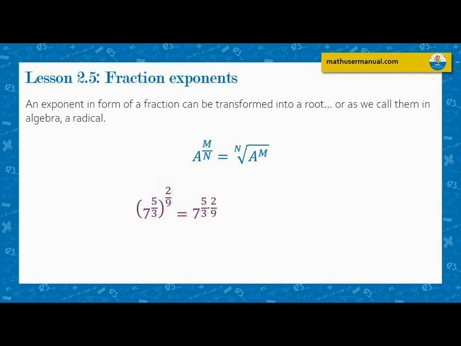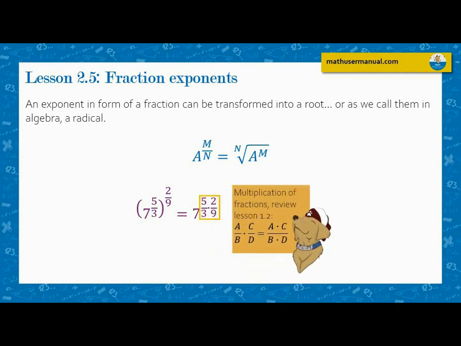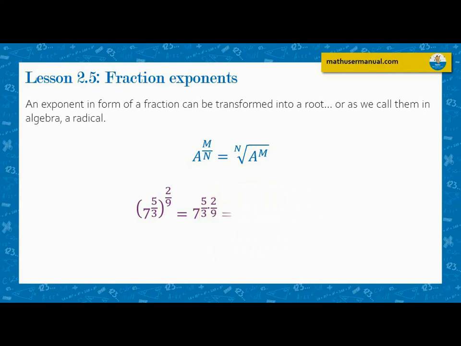This, what we see right here, is a multiplication of fractions, which we learned in lesson 1.2. You can review that video if you want to practice, but I'm also leaving the formula here. You can take a screenshot, you can pause the video, and try to work this multiplication of fractions. Then, this is the answer after you multiply the fractions. So you get 10 over 27.